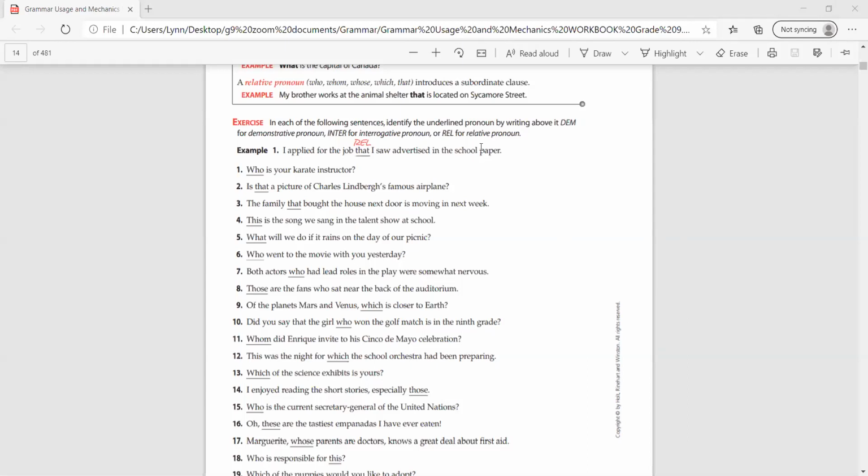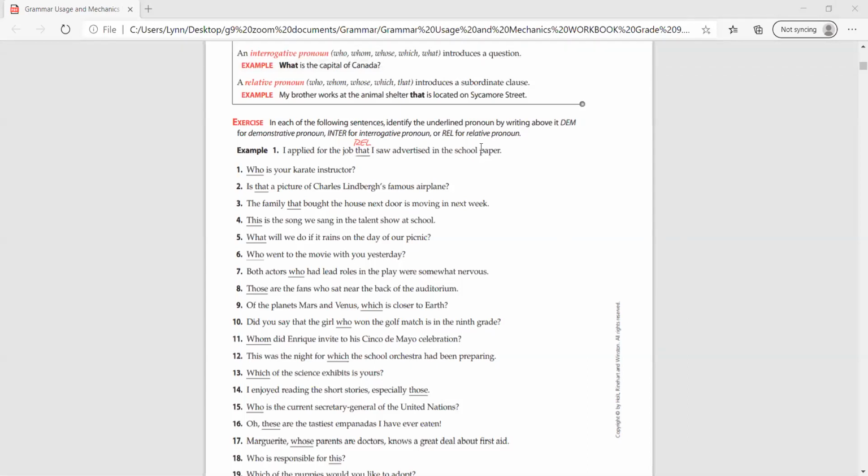Farah, would you answer 6 through 10? Okay, I will answer. Number six? Who went to the movie with you yesterday? It will be interrogative pronoun. Yes, because it asks a question. Anytime that the pronoun asks a question, it is always going to be interrogative. Okay, go ahead, Farah.